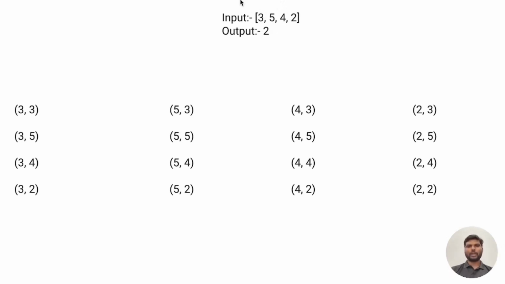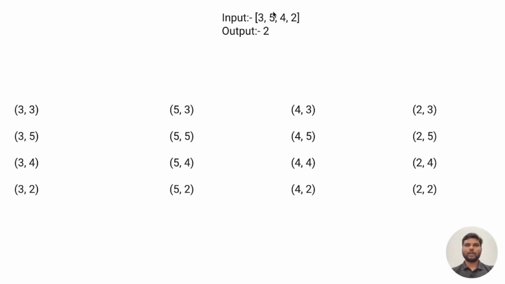To find this solution, we need to consider all the pairs of numbers in this array. So let's start with 3. Which pairs of numbers can you create with 3? We can create 3 3, 3 5, 3 4, and 3 2. So these are all the pairs of numbers that we can create with 3.